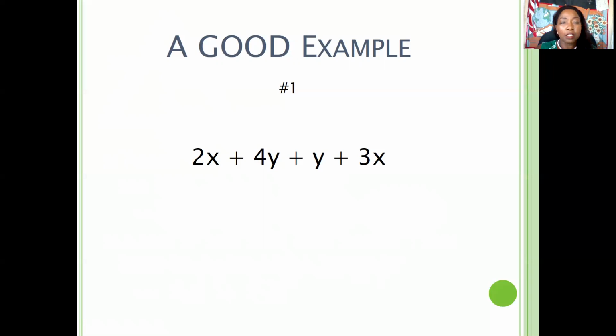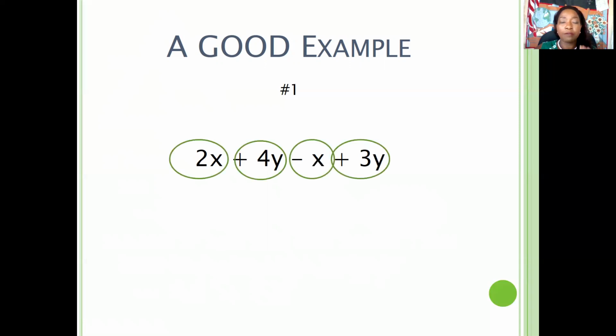All right, so our first example, our first official example, yay! 2x plus 4y plus y plus 3x. First off, we look at our terms. We have 4 terms. And at this point, we want to try to identify our like terms.